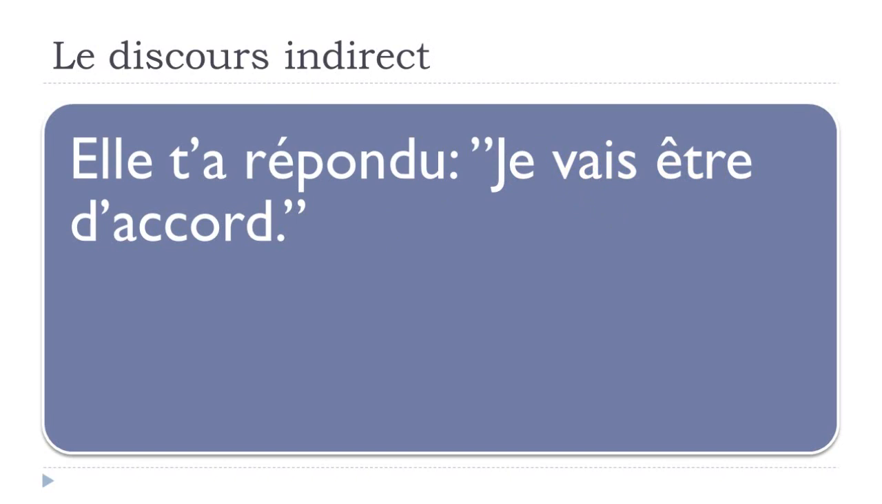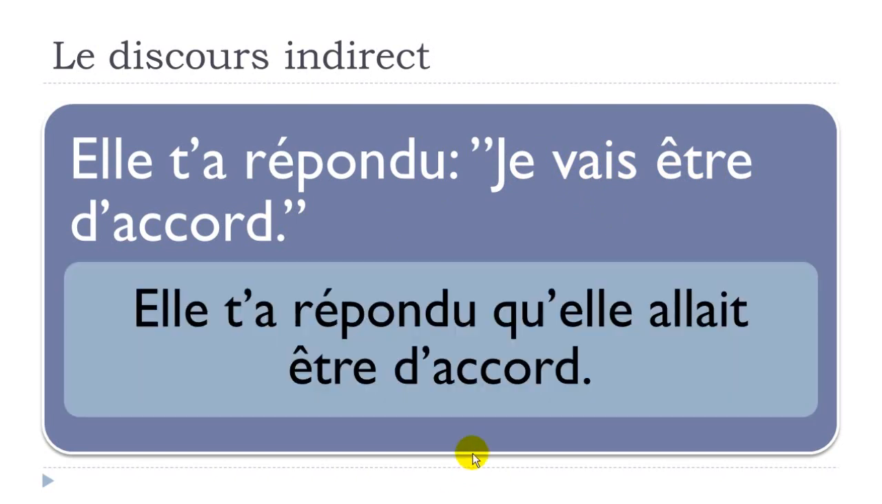If you want to transpose that at the discours indirect, as we saw, this first part doesn't change, but this second part here, elle allait être d'accord, that's the only thing that will change. So you will have to put your verb aller here, and it will be at the imparfait. Elle allait être d'accord. Elle t'a répondu qu'elle allait être d'accord.